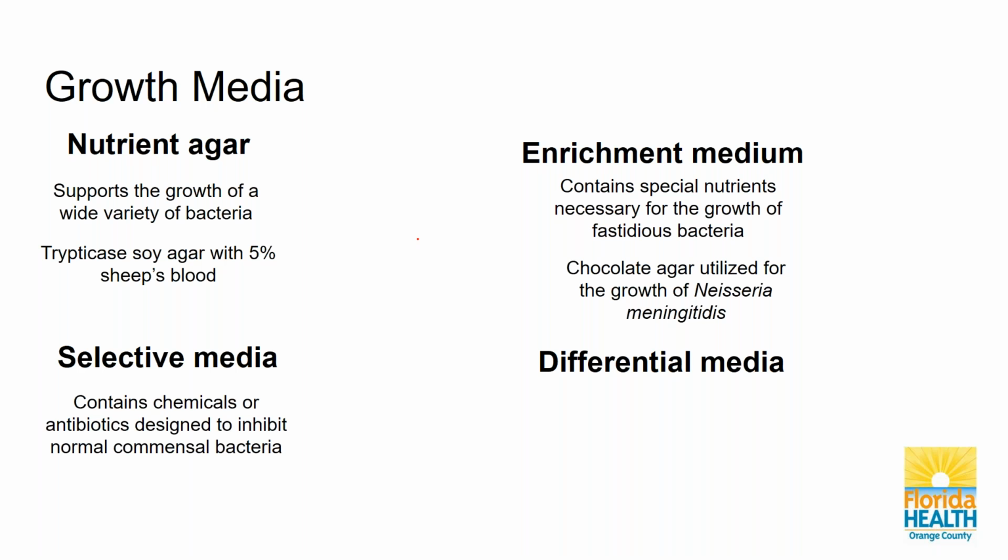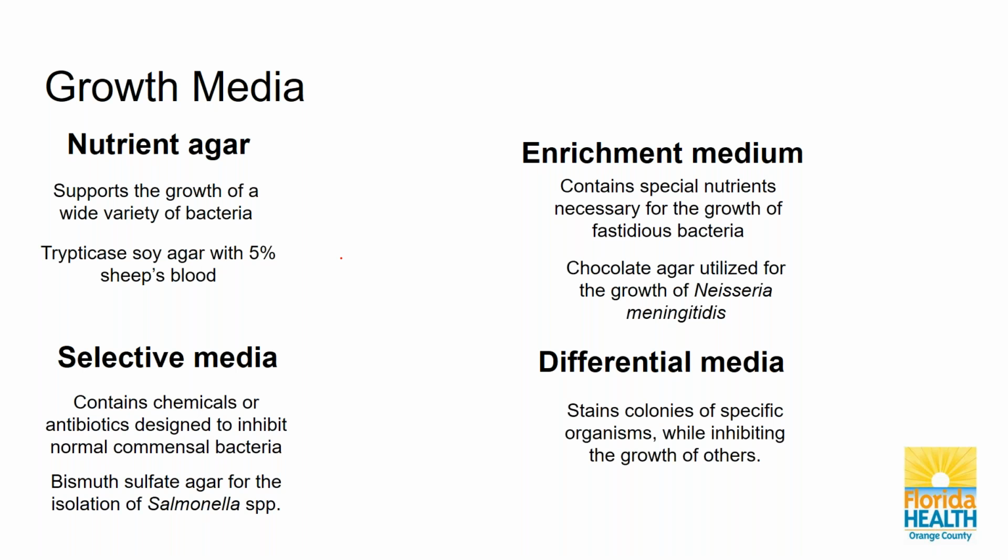It contains chemicals or antibiotics designed to inhibit normal commensal bacteria, like bismuth sulfate agar for the isolation of Salmonella species. And then lastly, our differential media. They stain colonies of specific organisms while inhibiting the growth of others, like acetate agar to differentiate between E. coli from Shigella.